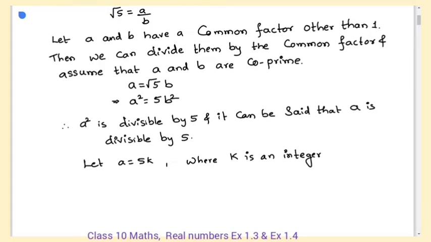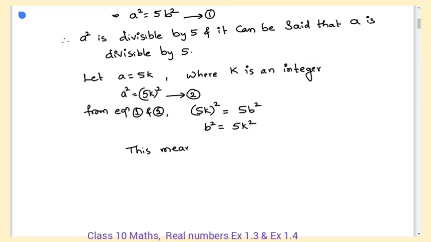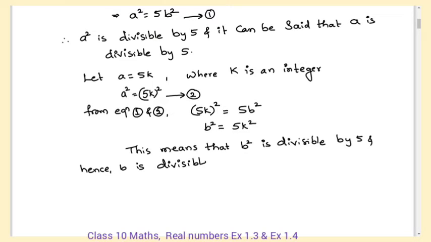Now we have to square on both sides. On squaring on both sides, we get a becomes a square and 5k becomes 5k whole square. Now I will mark it as equation 1 and this as equation 2. From equation 1 and 2, left hand sides are equal, then right hand sides will also be equal. That is, 5k whole square is equal to 5b square, which is equal to b square is equal to 5k square. This means that b square is divisible by 5, hence b is divisible by 5.